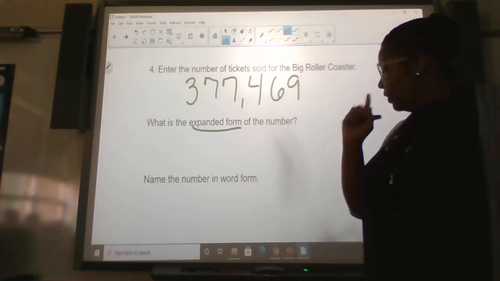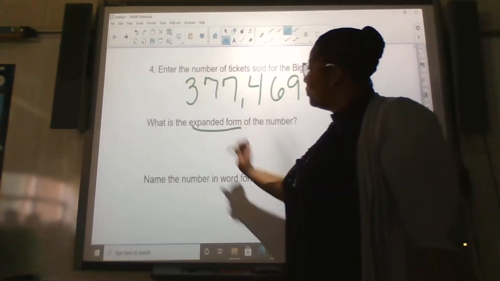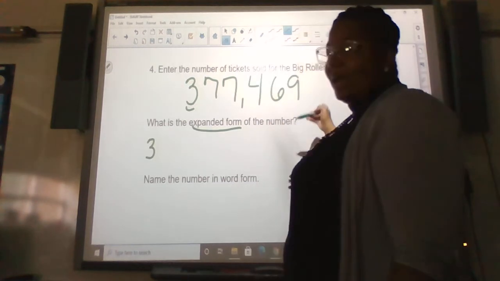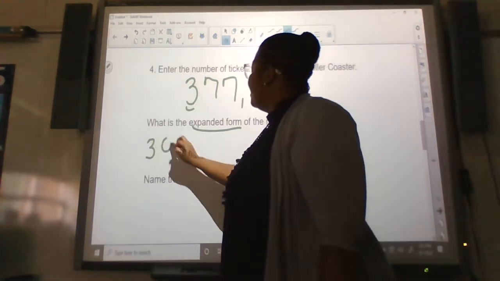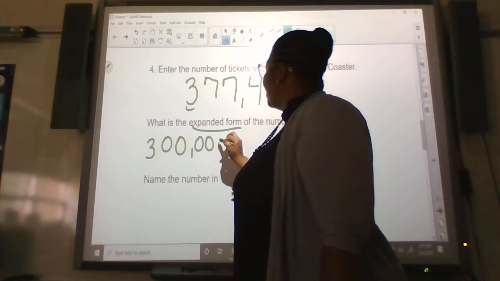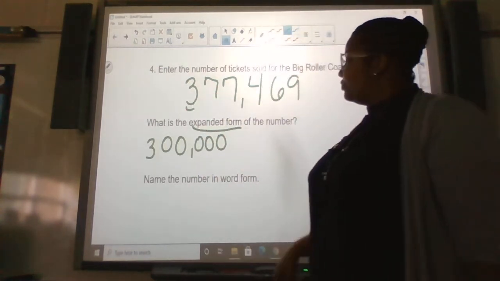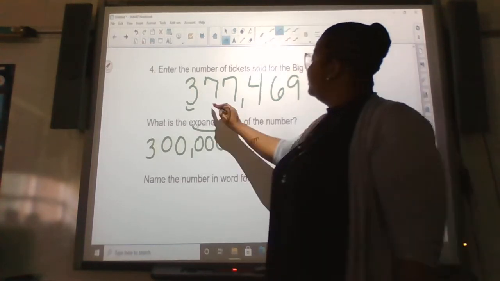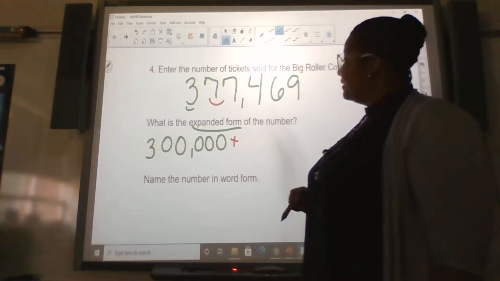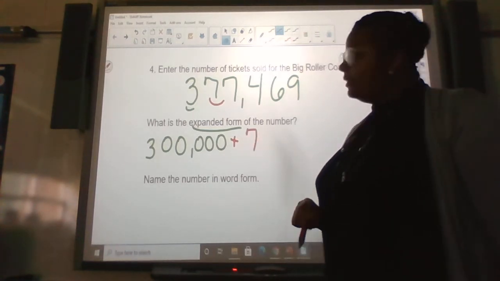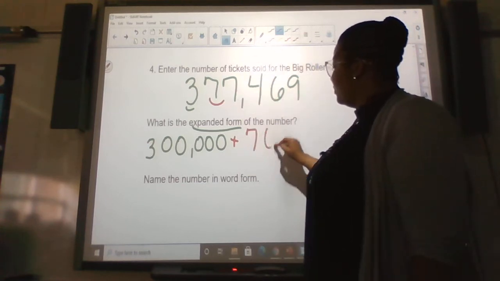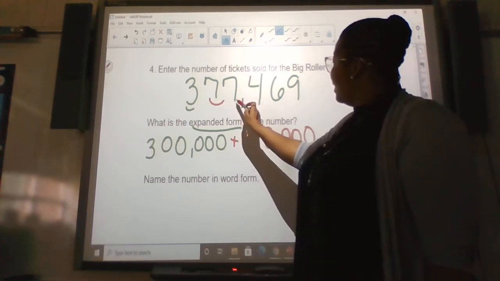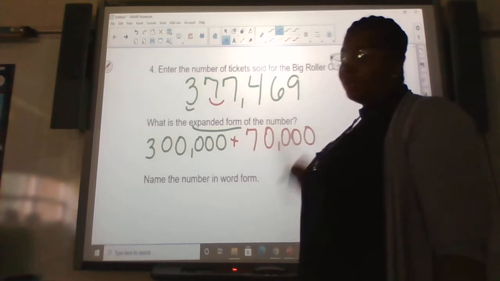That's all we're doing. So what I want you to do first is start with this 3. I'm going to write my 3 and turn everything behind it to 0. So I'm going to have 5 zeros because this 3 carries a value of 300,000 plus the value of that 7. I will write that 7 and then turn everything behind it to 0, giving me 70,000. All of these will turn to 0.